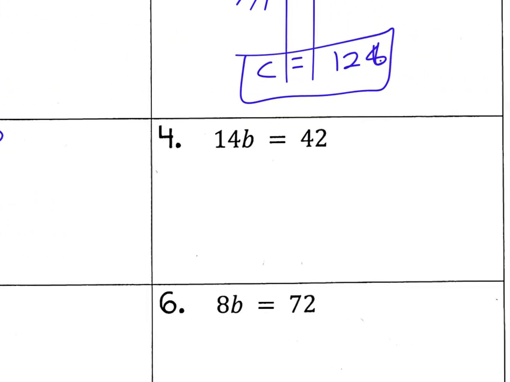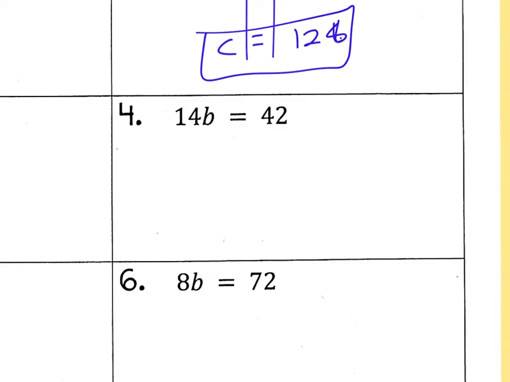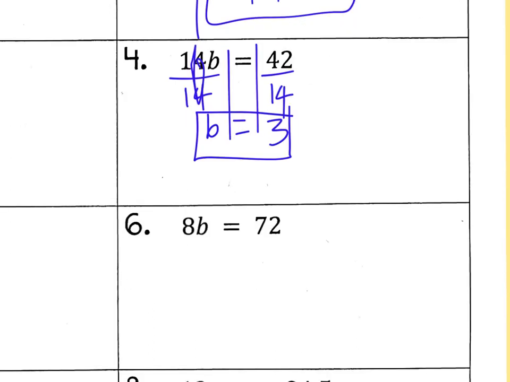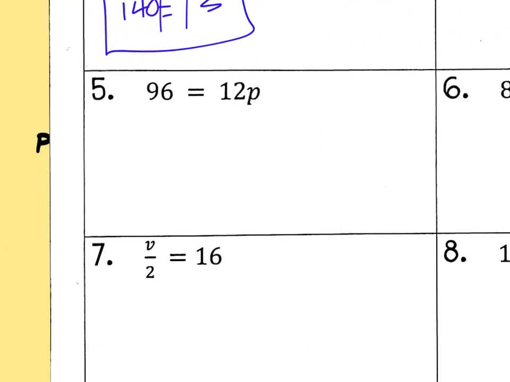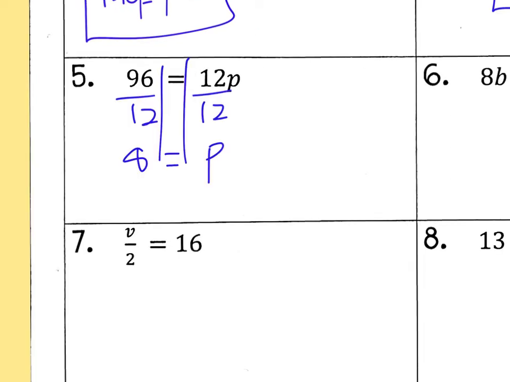All right. I would like you to do number 4 on your own. So give it a try. Hit pause now. Try it. All right. Did you get 3? B equals 3? Yeah, that's the correct answer. Congratulations if you were getting these correct. All right. Let's see if you can do number 5 on your own now. All right, on number 5, did you get A equals P? If you did, it's correct. Good job.